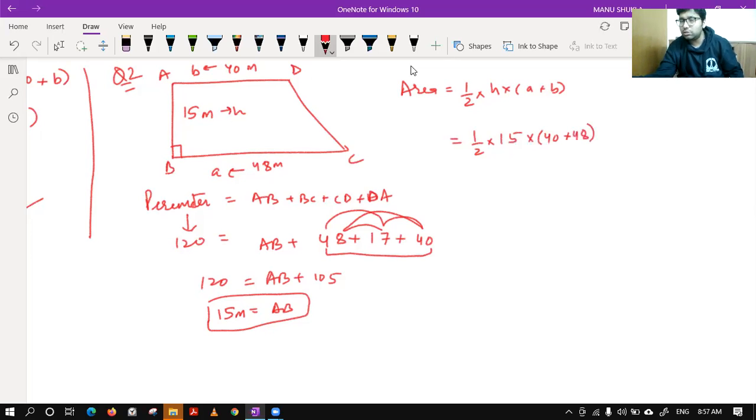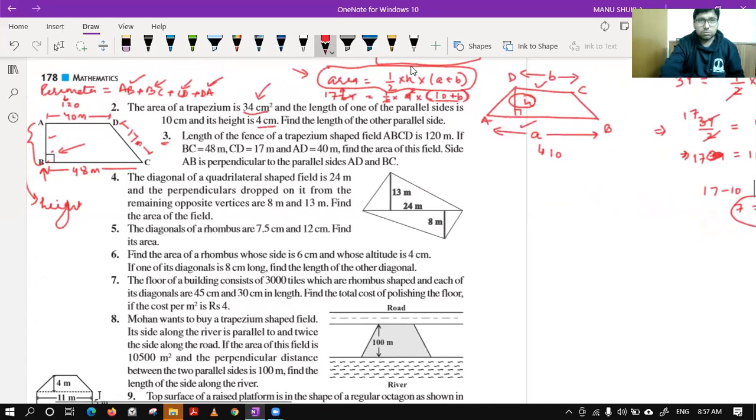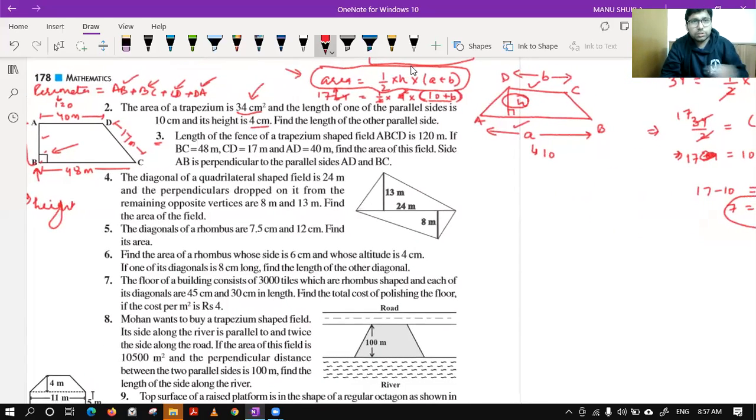Now I hope you can solve this question on your own. I don't think it is difficult. First solve the bracket and then simplify it. You will get the answer. Ananya is saying the answer is 660 meter square. Okay, question number 2 is done, 3 is done. The fourth one is the diagonal of a quadrilateral.